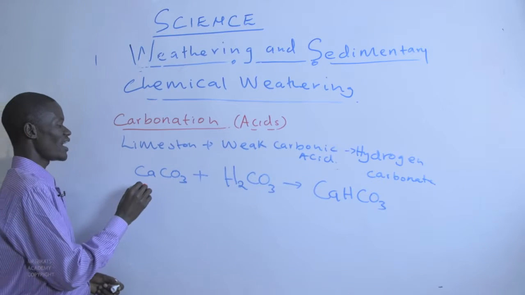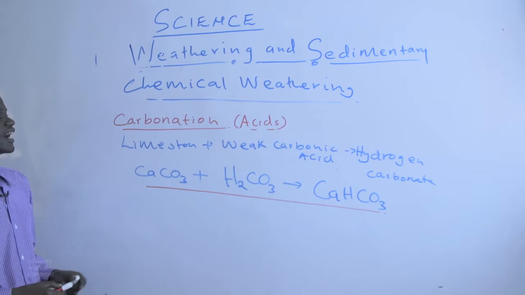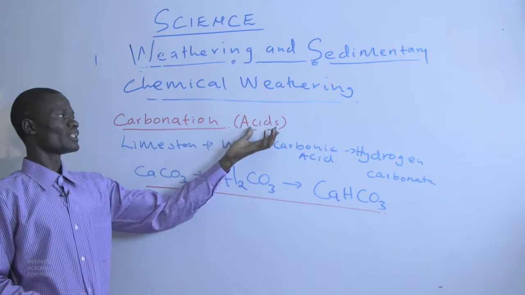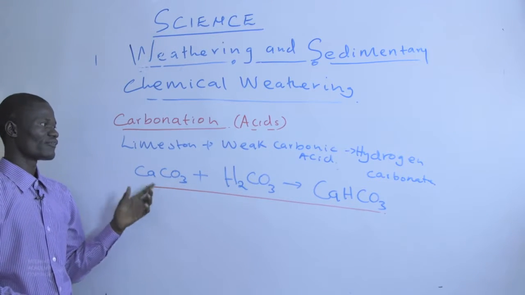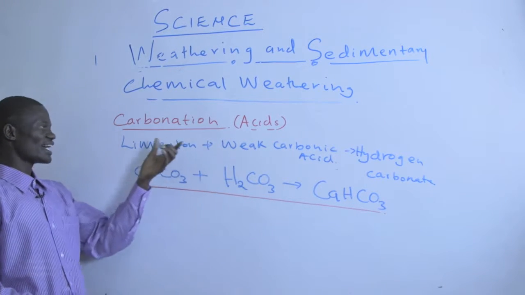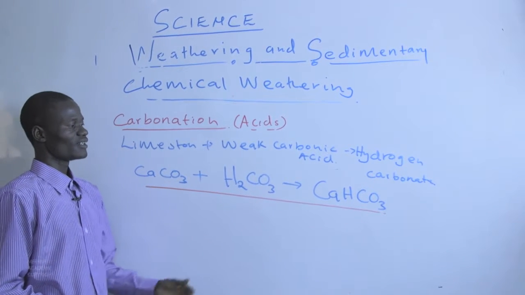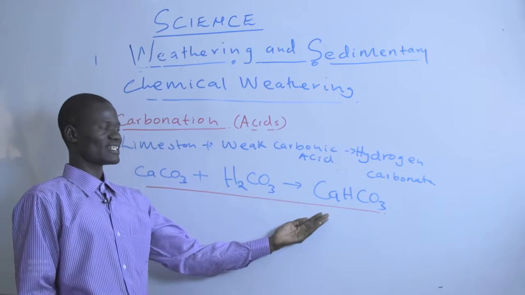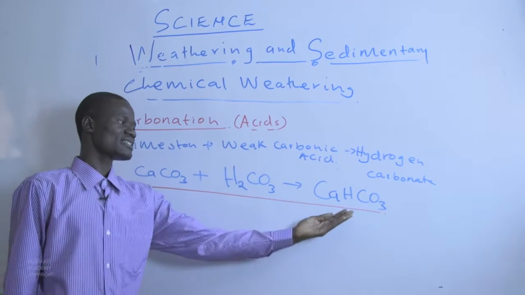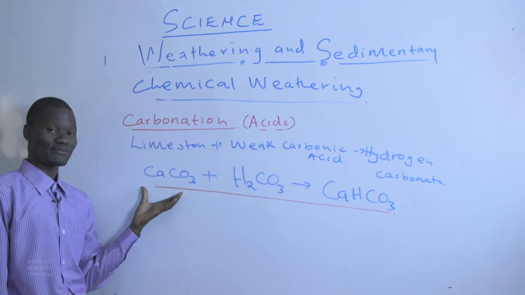This is also another chemical reaction under what we call decarbonation. That means when the acids are added, for example, into the limestone areas, the weak carbonic acid reacts on the limestone, that is calcium carbonate, to form a newly different rock, that is calcium hydrogen carbonate. This has a different characteristic from calcium carbonate, which is the limestone.